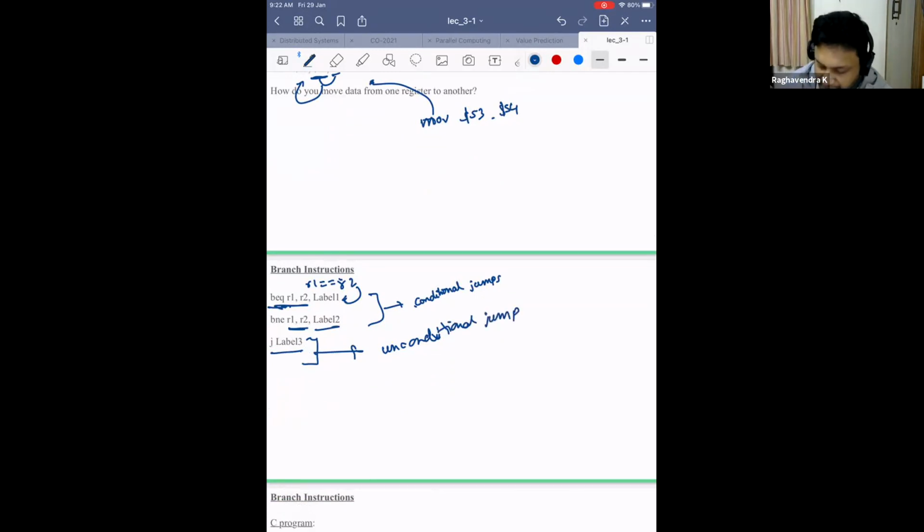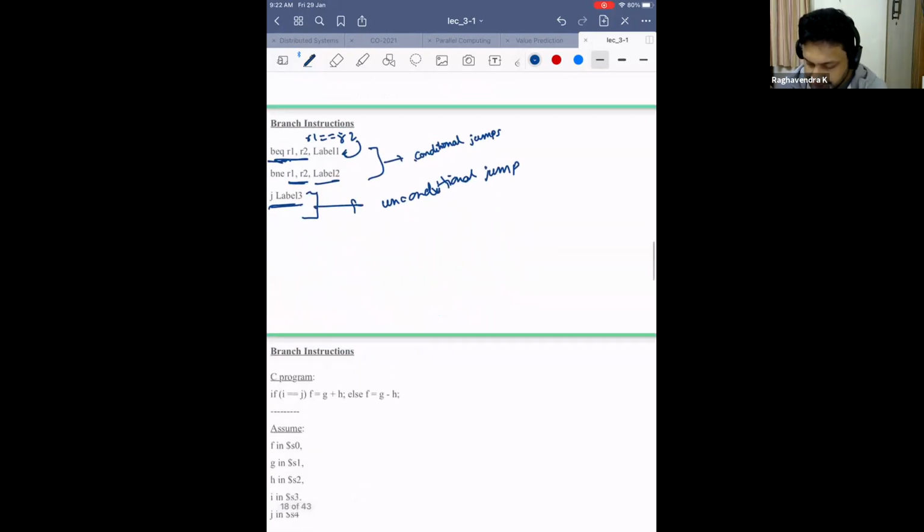And what do I mean by that? Whenever I get this instruction, when I say J of label 3, irrespective of what has happened in the system, it will just go to label 3. So it is just like a go-to statement, which means that if I use this statement, it will not check for any condition. It will just jump to label 3. It might seem redundant, but it has its own uses.